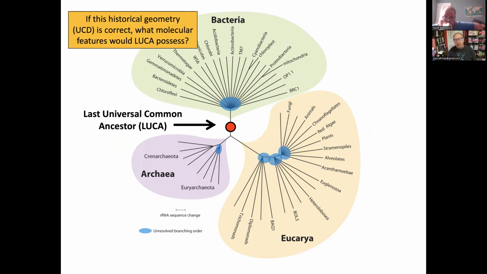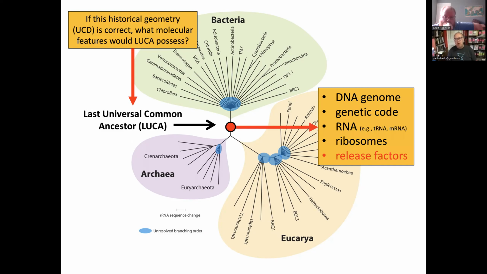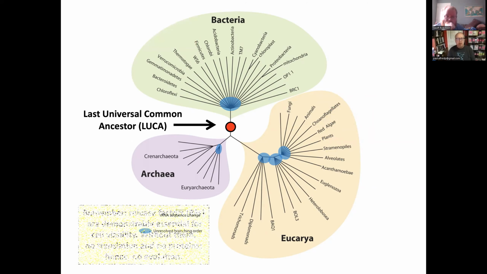And we say, well, if this is correct, and if LUCA possessed a DNA genome, what would likely be the case in terms of the hardware present in that cell? Well, as I said, it would have a DNA genome. It would have a genetic code that's mediating information transfer between the DNA and RNA and eventually protein assembly. It would have a ribosome. And as part of the ribosomal apparatus, it would have release factors. Okay.